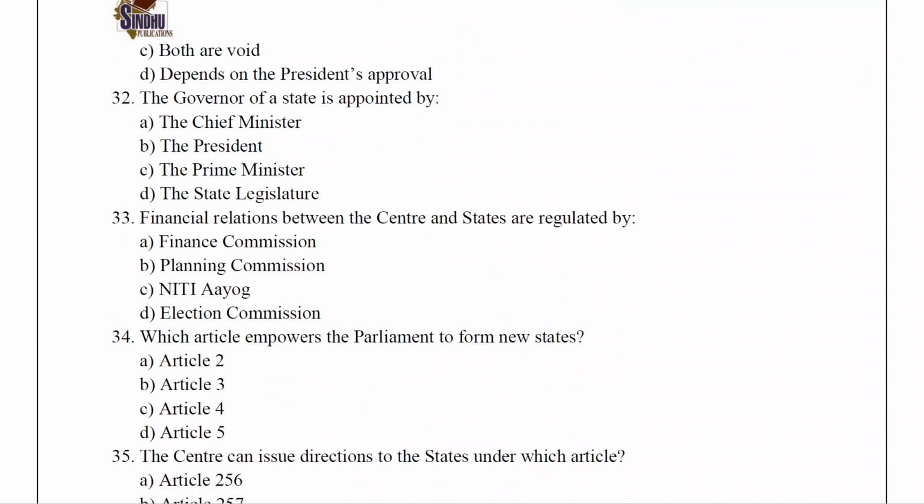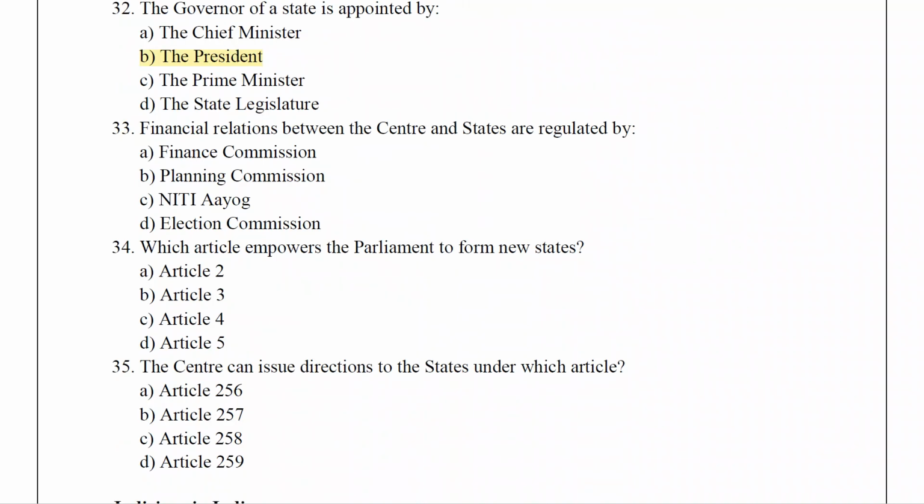The governor of the state is appointed by. The answer is the president. Financial relations between the center and the states are regulated by Finance Commission.